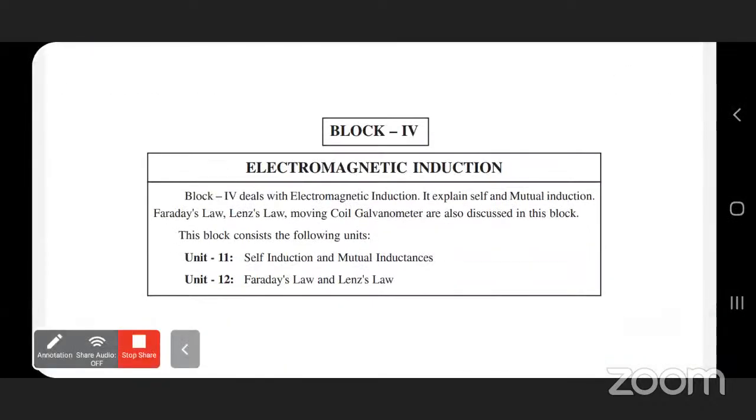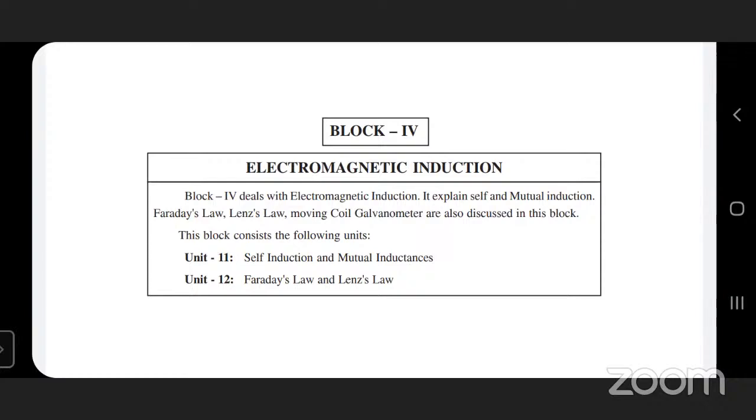So yesterday we discussed electromagnetic induction. In this, we have to discuss what is self-inductance and what is mutual inductance. According to that, one of the applications related to self-inductance is the self-inductance of a solenoid. Okay.